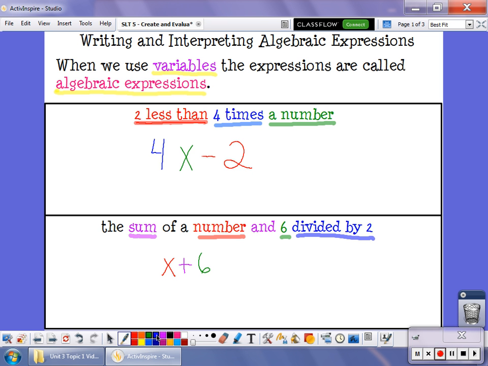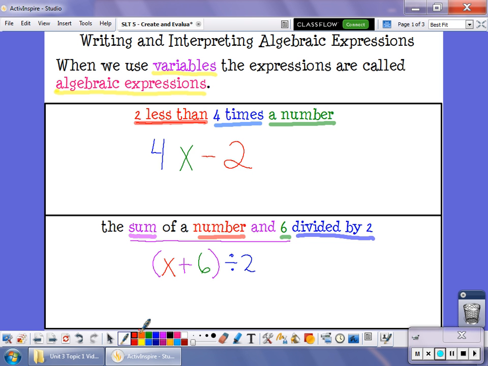And then I want to divide this by 2. But when I read this, the way it says a sum of a number and 6, that tells me I want to find the sum first. So I'm going to have to put parentheses around that so that I make sure I do my addition before I divide it by 2. Because otherwise, order of operations without the parentheses would be 6 divided by 2, and I don't want that.